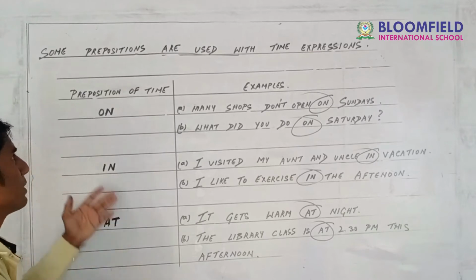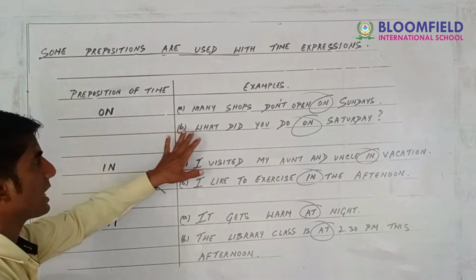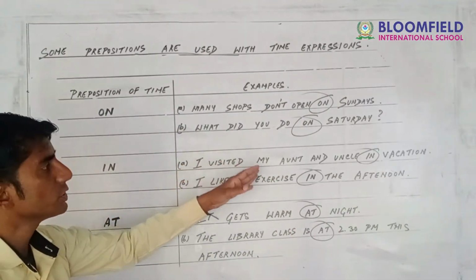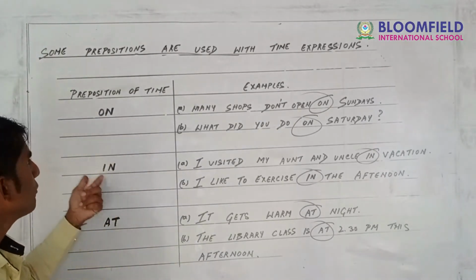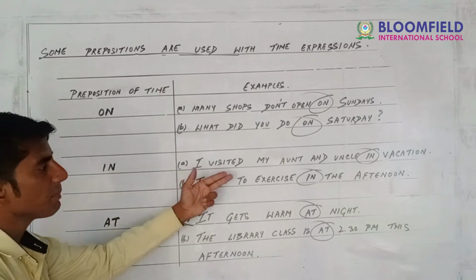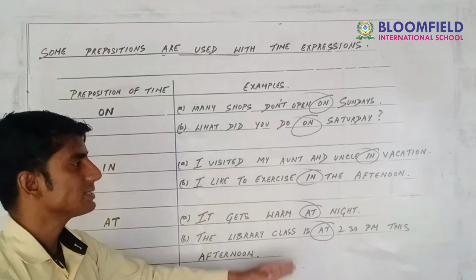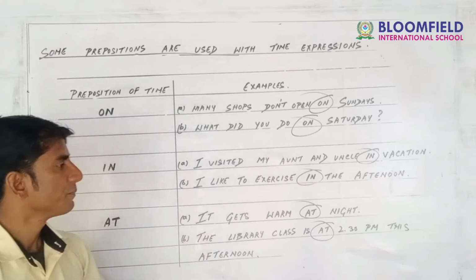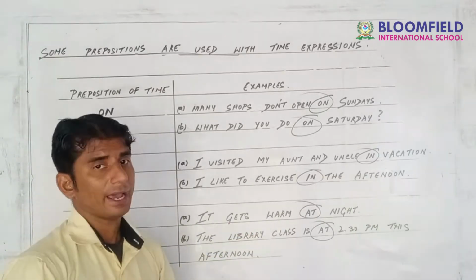These are a few examples of prepositions of time. Once again: in, on, at. Many shops don't open on Sundays. What did you do on Saturday? Now with in: I visited my aunt and uncle in vacation. I like to exercise in the afternoon. When do you like to exercise? You like to exercise in the afternoon. Next, at. It gets warm at night.